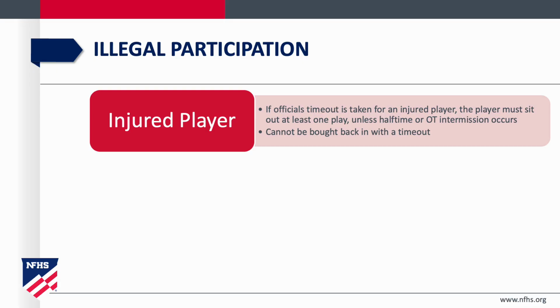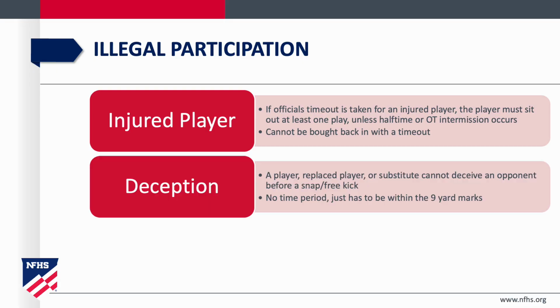If an official calls a timeout for an apparent injury, the player must sit out at least one play. This includes for having an open wound or blood on a uniform. A team cannot take a timeout to buy the player back in. The only exception to this is if it occurs near the end of the half and the intermission occurs.